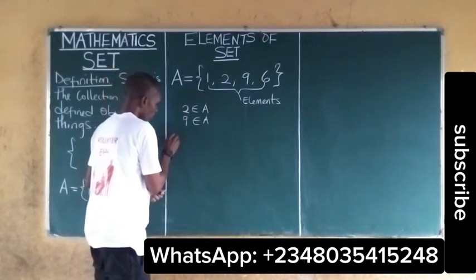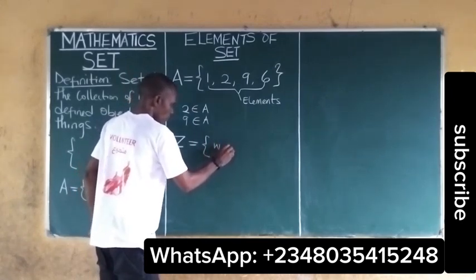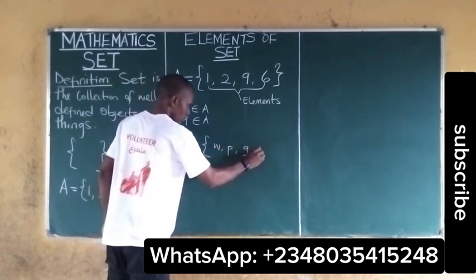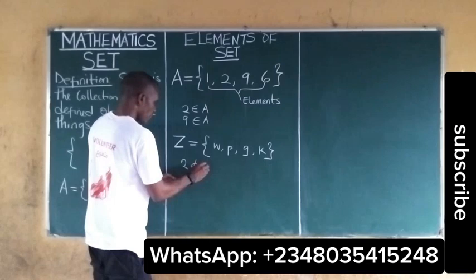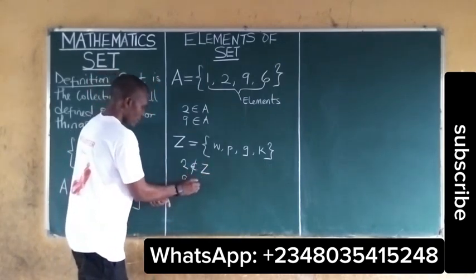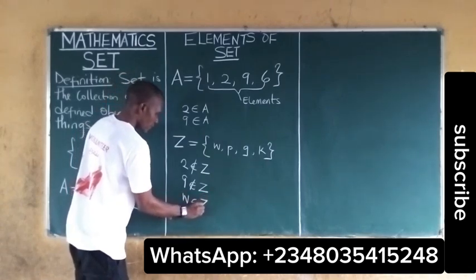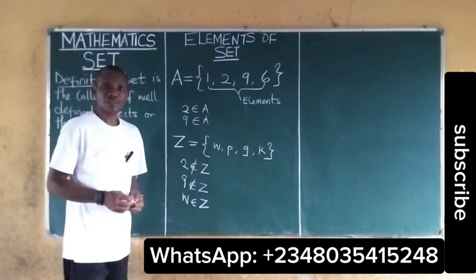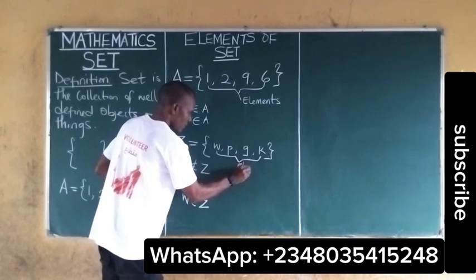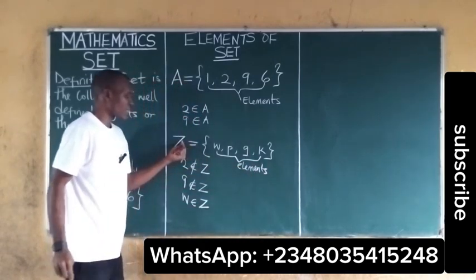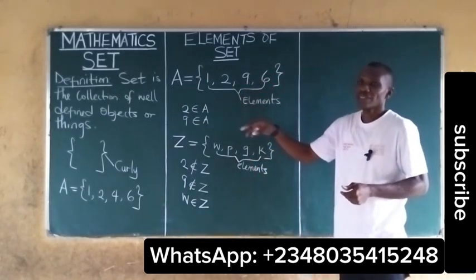If we also have, say, Z equal to W, P, G, and K, and we combine these two sets, we'll see that 2 is not an element of set Z. Likewise, 9 is not an element of set Z. But W is an element of set Z. That means all of this inside the curly bracket is known as the elements of set Z. They are items that are contained in a set.